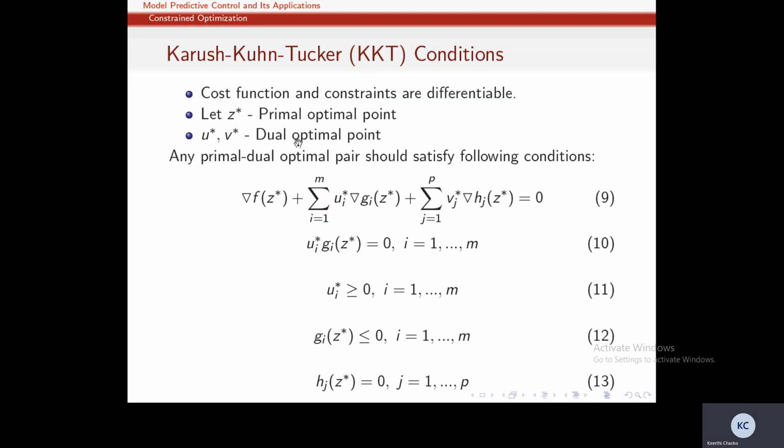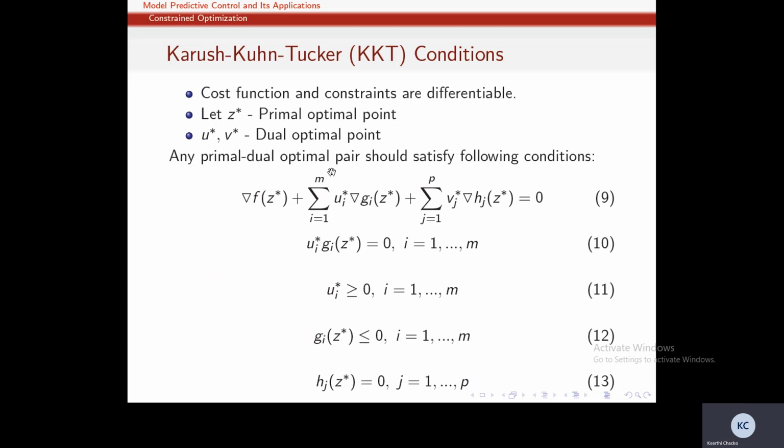And these are the Karush-Kuhn-Tucker conditions, which will be used to find the optimality conditions while implementing the algorithm. These are the optimality conditions that should be satisfied for a constrained optimization problem. The cost function and the constraints are differentiable. Now we will have the gradient vanishing at the optimizer. That is the first condition.